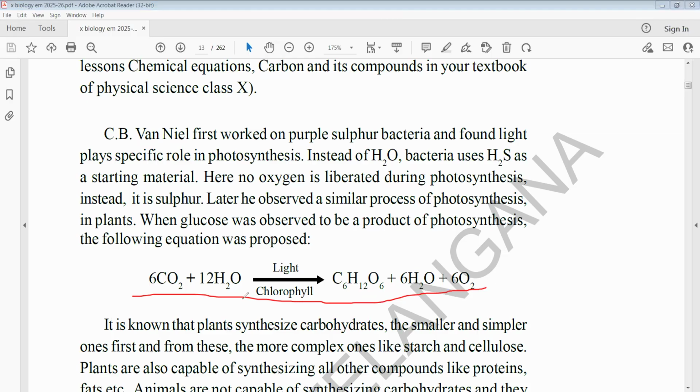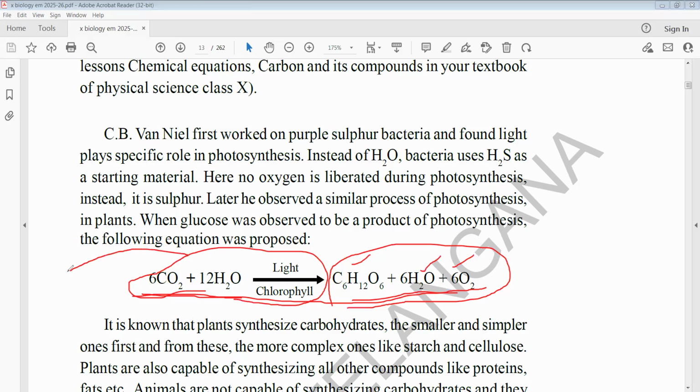Sometimes they give only the reactants and keep the three products blank. Sometimes they give the three products and keep the reactants blank. So here we can divide the chemical equation of photosynthesis into two parts. One part is the reactants part, another part is the products part. When we go to the reactant part, number one reactant is carbon dioxide.